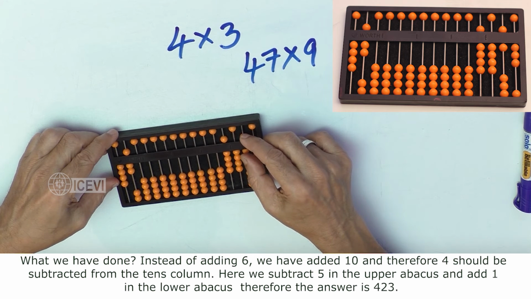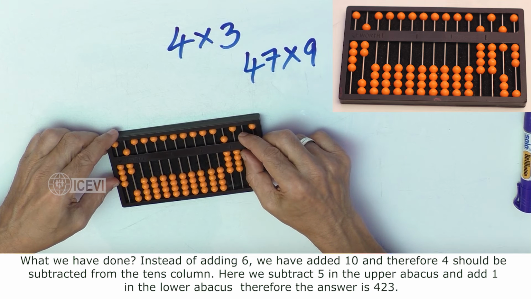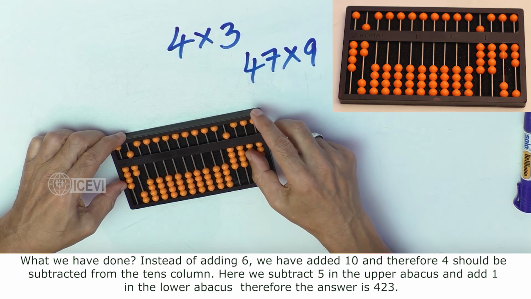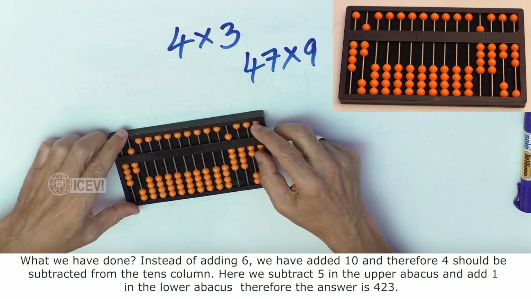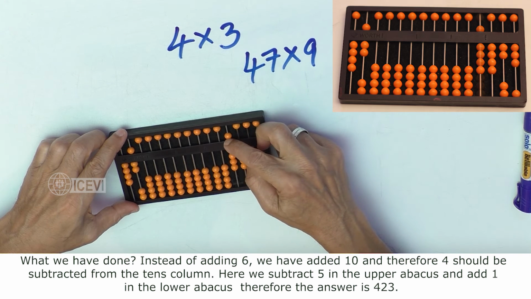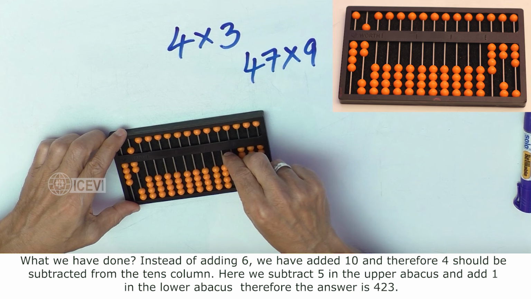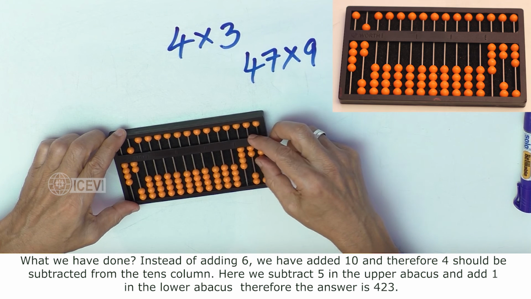What we have done, instead of adding 6, we have added 10 and therefore 4 should be subtracted from the tens column. Here we subtract 5 in the upper abacus and add 1 in the lower abacus, and therefore the answer is 4, 2, 3. We can clear the multiplicand 9 from the abacus and check the answer. It is 4, 2, 3.